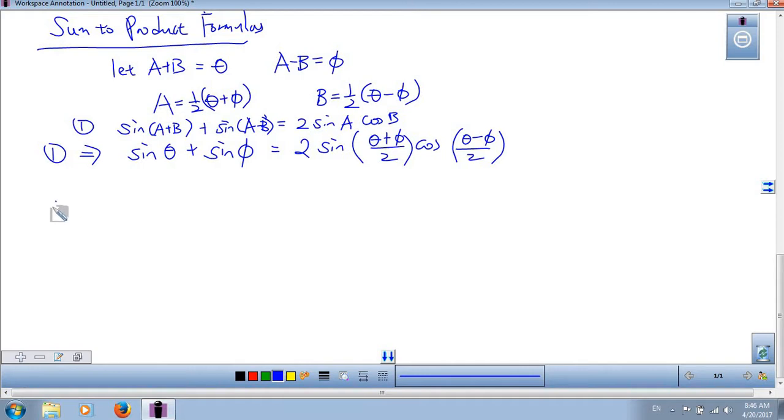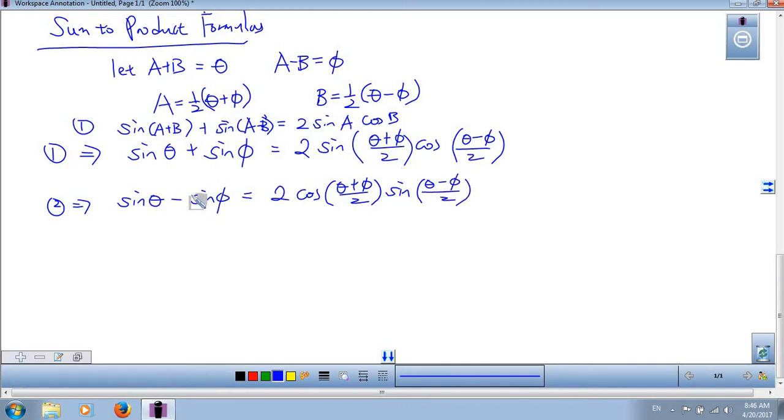Alright, so let's do that. From equation 2, we have sine of A plus B, which is theta, minus sine of A minus B, which is phi. Okay, and it will be equal to 2 cosine of A, right, which is theta plus phi divided by 2, times sine of angle B, which is theta minus phi divided by 2. Okay, so this will be the second formula for our sum to product.